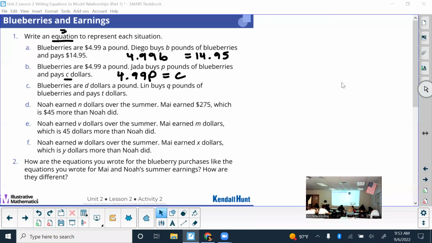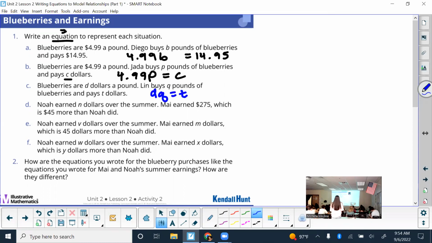All right, so part C. Blueberries are $D a pound. Lynn buys Q pounds of blueberries and pays T dollars. What equation can we make out of that? Yes? D multiplied by Q equals T. DQ equals T. Because what operation is going on when they're smushed together like that?